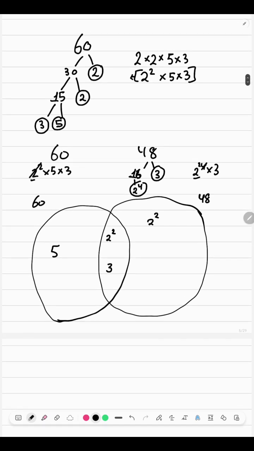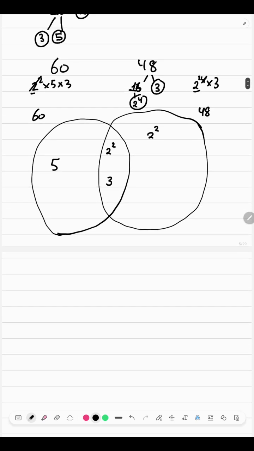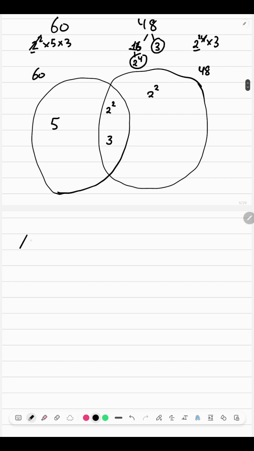So then, when we want to find the highest common factor, we'll take the numbers in the middle and we'll multiply them by each other. So that would be 2 squared times 3, which is 4 times 3, which is 12. So therefore, highest common factor of 60 and 48 is 12.